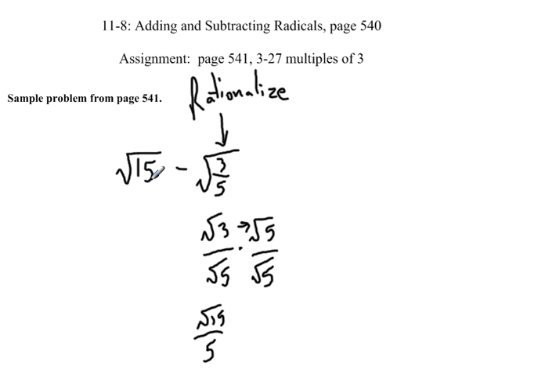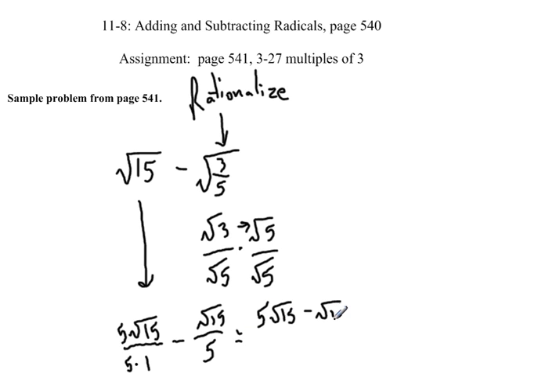I'm going to go ahead and bring my first term back down. But I'm going to put it up in a numerator position because I need common denominators to be able to combine these. I need to put this over 5. It's over 1 now. So I'm going to multiply the top and bottom of that fraction by 5, giving me 5 square root of 15 minus the square root of 15 over 5.